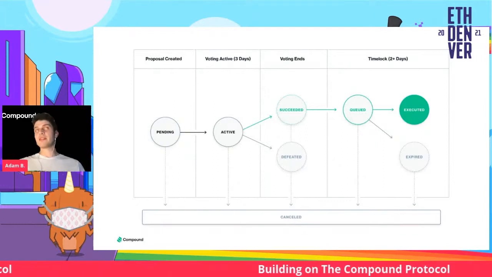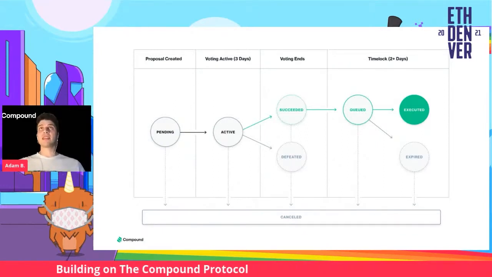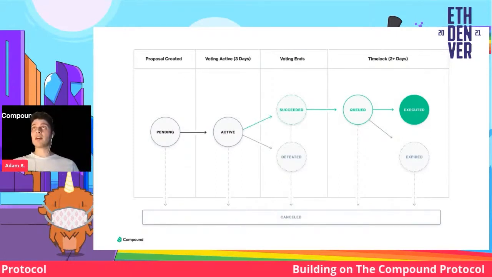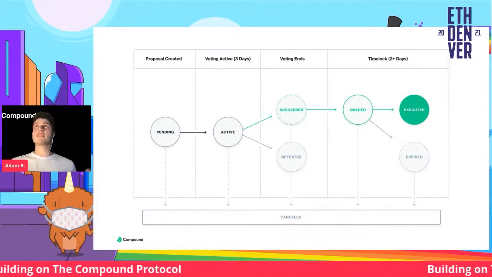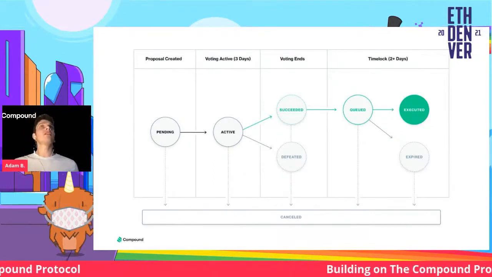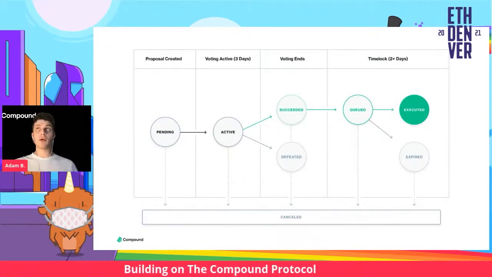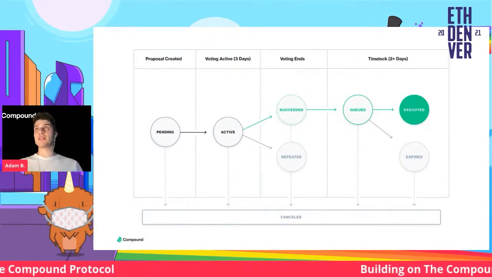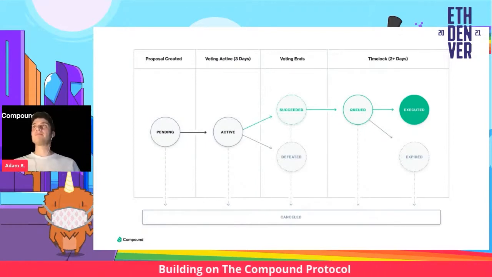There are 3 days for the entire community to vote yay or nay on the proposal. And if it succeeds, it gets more yes votes than no votes, then it becomes queued and it goes into the time lock, which can be at minimum 2 days. And that gives applications running on the Compound protocol the opportunity to make any changes to their app to reflect the upcoming changes to the protocol. So if something changes, they have some time to fix their app to make sure it doesn't break before the changes go live on the Ethereum blockchain.